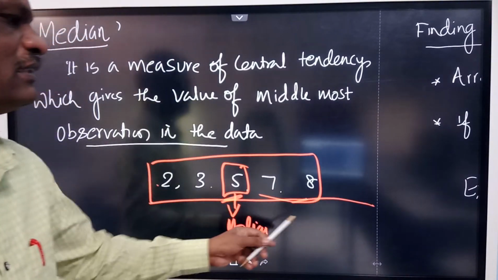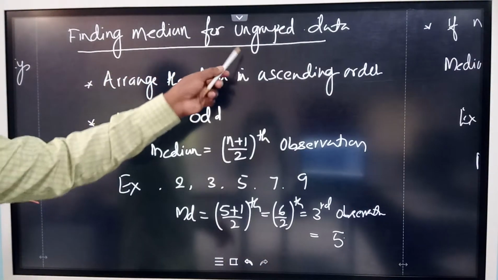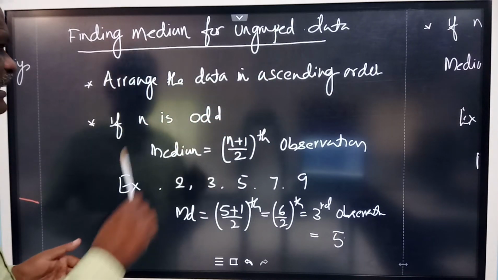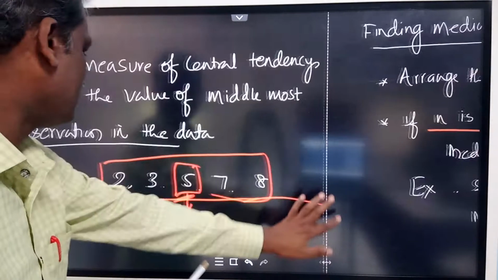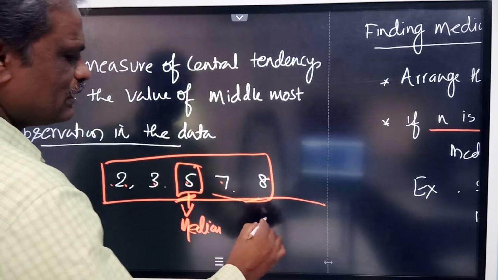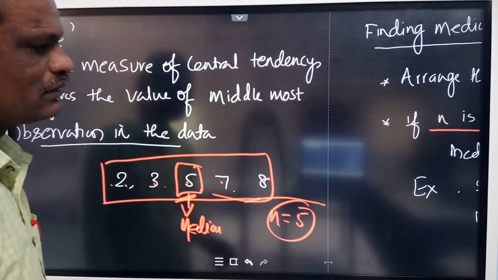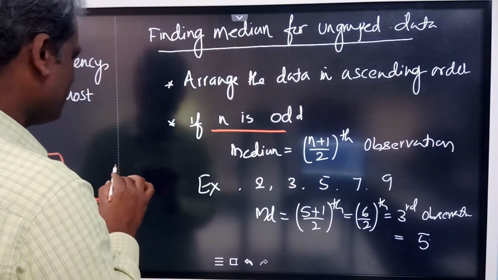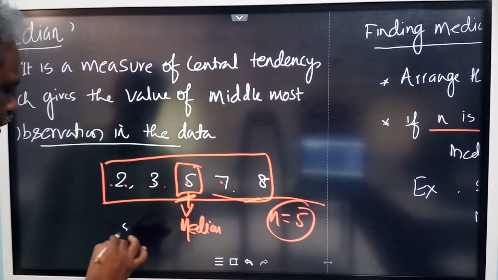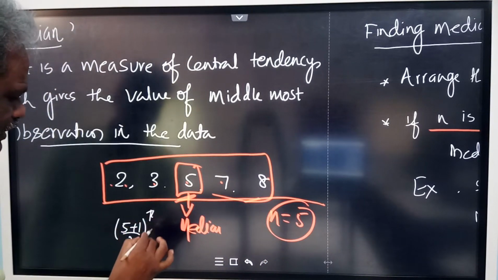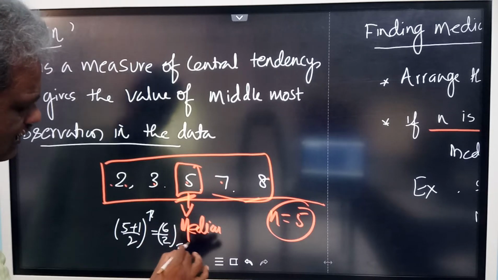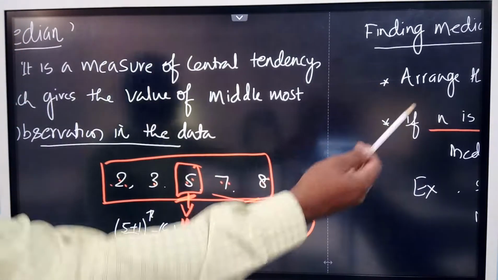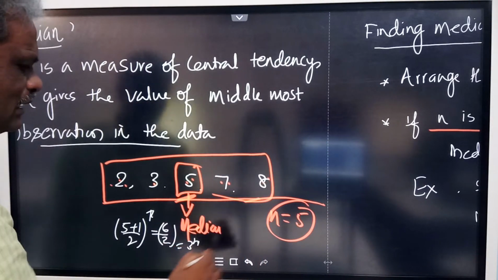Now look at the steps. To find the median of ungrouped data, arrange the data in ascending order. Ascending means increasing order. If n is odd, see here what I have taken: an odd number, 1, 2, 3, 4, fifth one. So n here is 5, an odd number. In that case, you can find it directly by taking the (n plus 1) by 2nd observation. Here n is 5, so 5 plus 1 divided by 2, that means 6 by 2, the third observation. Counting 1, 2, 3 from either side, the third observation is the median.